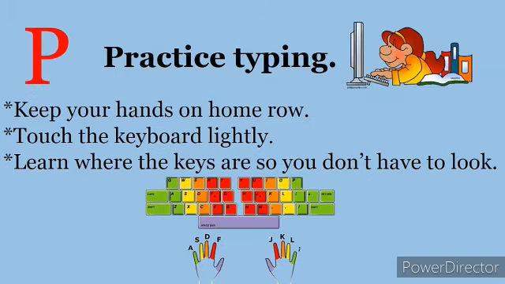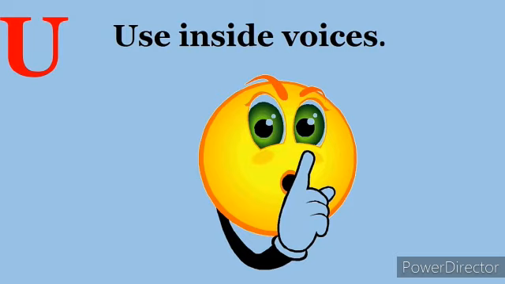P is for practice typing. Keep your hands on home row. Touch the keyboard lightly. Learn where the keys are so you don't have to look. U is for use inside voices.